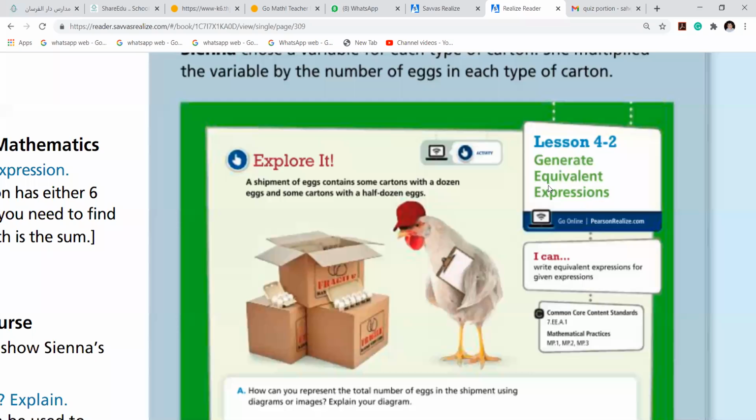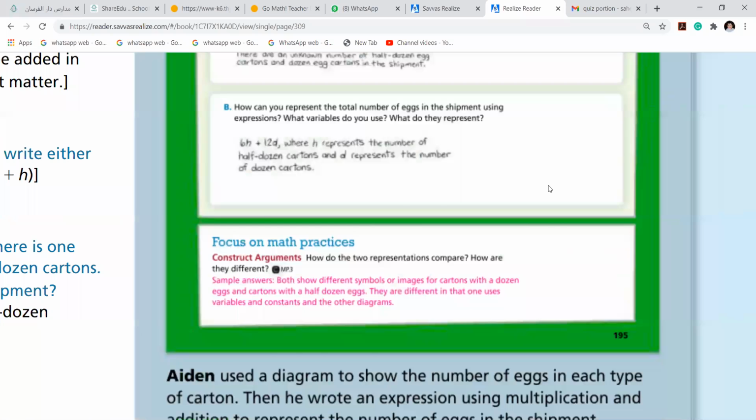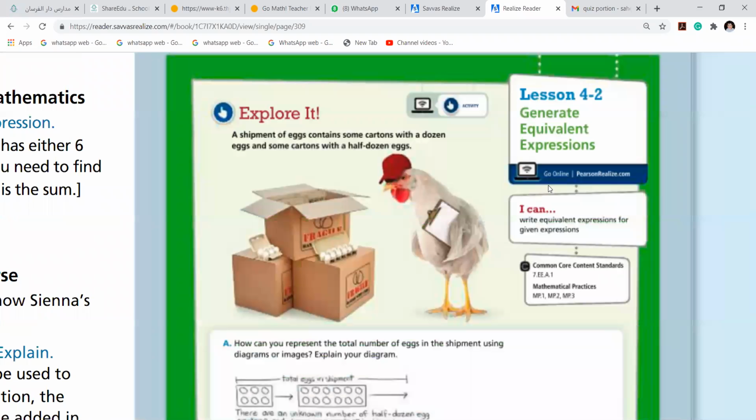Let's start with generate equivalent expressions, that is page number 195. A shipment of eggs contained some cartons with a dozen eggs and some cartons with a half dozen eggs. Girls, what is the meaning of dozen? 12. Okay, and half dozen? It's 6. Dozen means 12. Half dozen means 6.